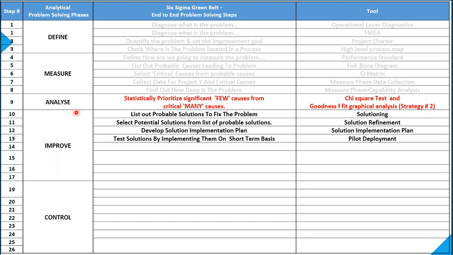Now what is improve all about? Improve is all about finding the probable and potential solutions and checking out whether those solutions do have impact on the overall performance of the project Y. That's what we are going to look into in improve phase. However, in the upcoming video, we're going to check out listing out probable solutions to fix the problem, then selecting potential solutions from the list of probable solutions, then developing a solution implementation plan, and testing the solution by implementing them on a short-term basis. This is what we are going to look into, and of course, we're going to have certain tools or templates as well there. So this is what we're going to look into in the upcoming video.